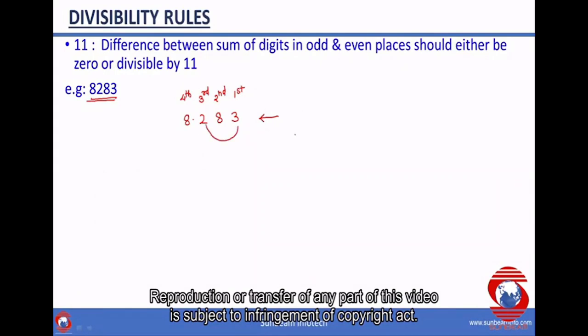So can you tell me the sum of odd places की addition क्या होगी? Can I say it is 2 plus 3? So can I say it is equal to 5? And what will be the sum of the even places? It is 8 plus 8. So can I say it is equal to 16?